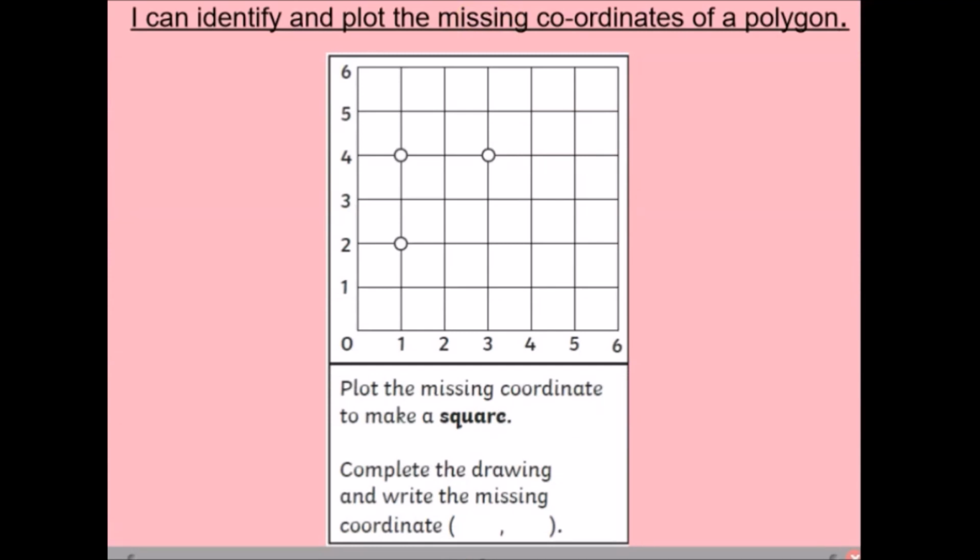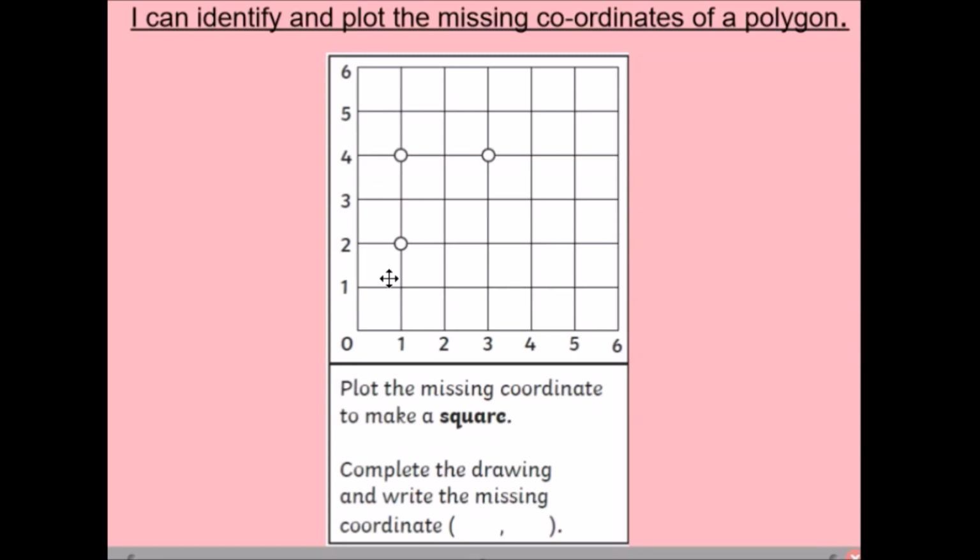Here we have a 6 by 6 square and 3 points are plotted. What we need to do is plot the missing coordinate to make a square. We need to complete the drawing and then write the coordinate at the bottom. Okay, so let's look at what we've got here. I can see that we have got 3 points. Now these 3 points must be the vertices of our square.